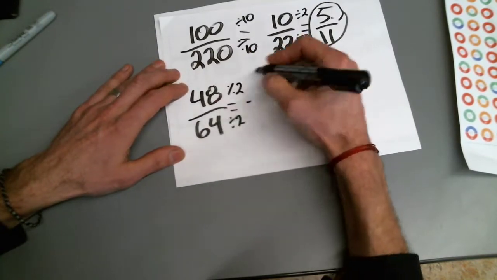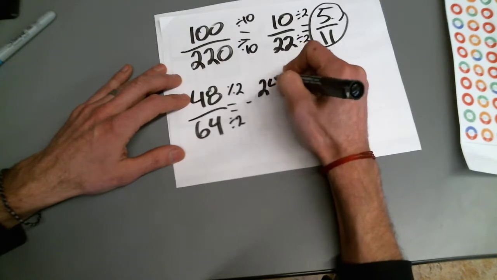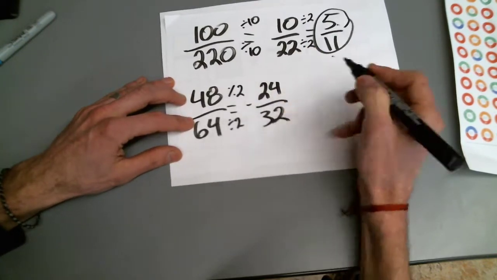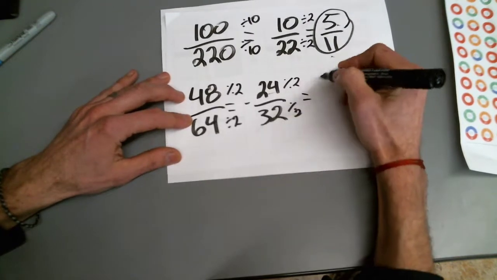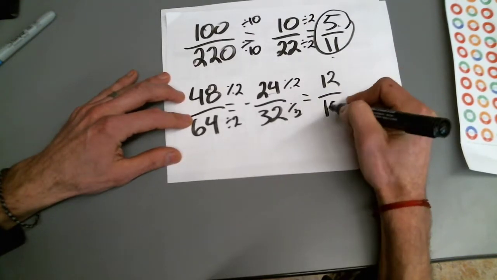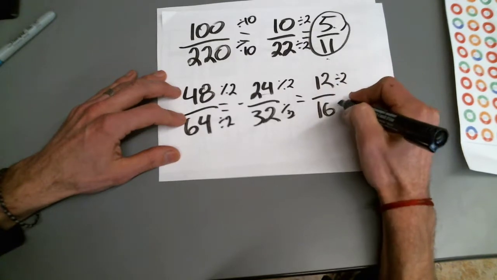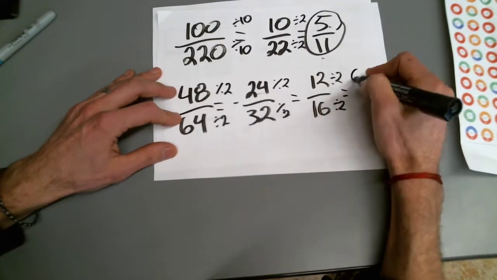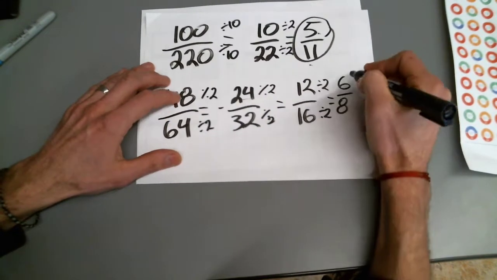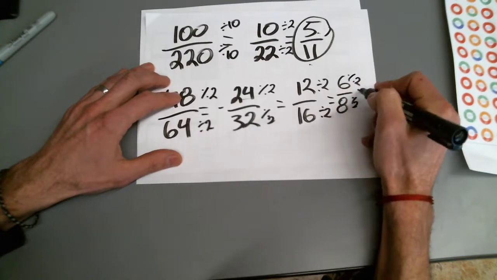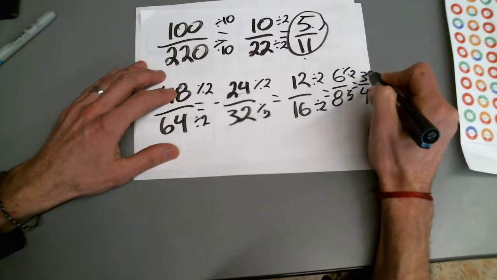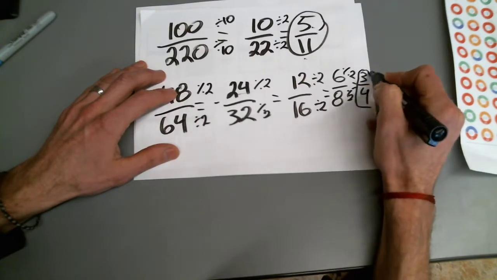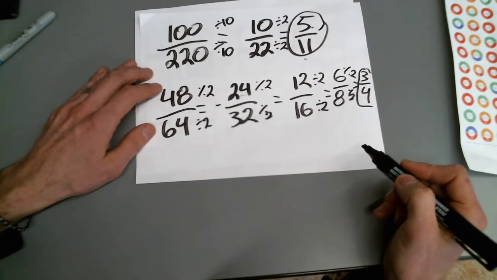Divided by 2. This is going to give me 24 divided by 32. 2 goes into that again. It's going to give me 12 over 16. Oh, divide by 2. Divide by 2. Gives me 6 over 8. Oh! Divide by 2. Divide by 2. Gives me 3 over 4. Look at that. 3 over 4. 3 is a prime number. We're as far as we can go.